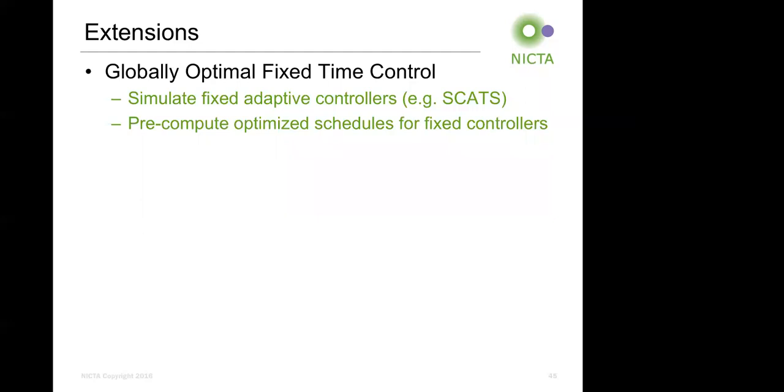This gives us a way to evaluate adaptive controllers such as SCATS, so we can compare an optimal controller with a fixed time controller to see just how much better we can do, and it also gives us a way to perhaps generate optimized schedules for existing fixed controllers. We can take surveys of traffic, run them through the model, and generate schedules that are globally optimized, and take them out and load them into our controllers and use them on existing infrastructure.